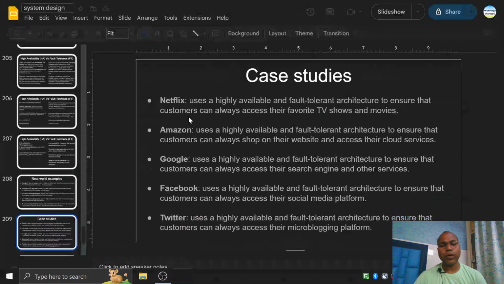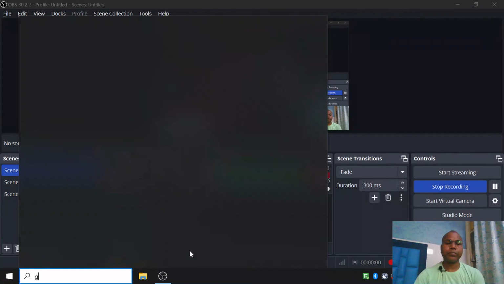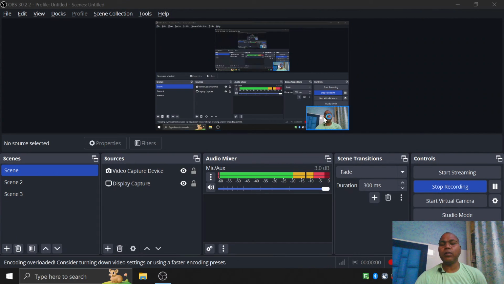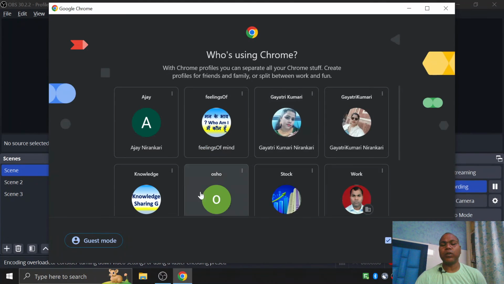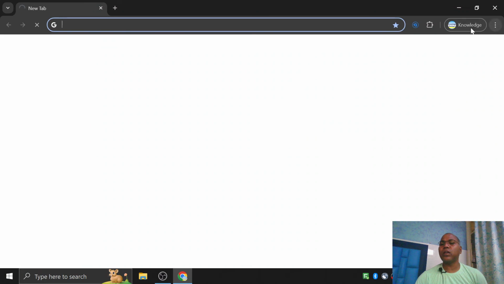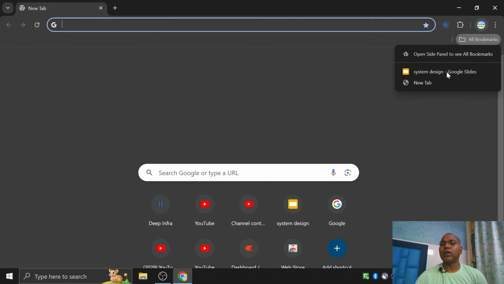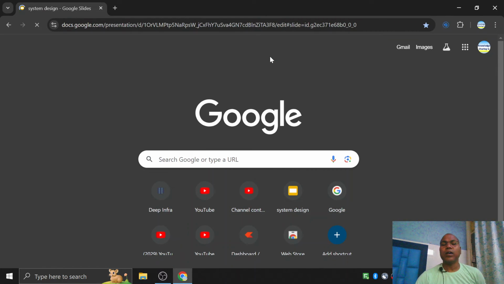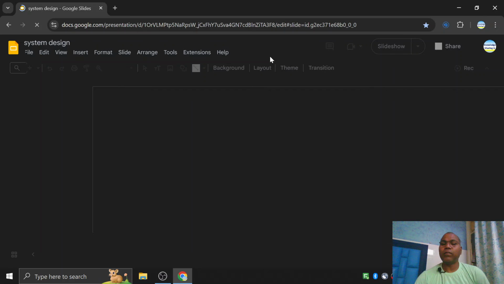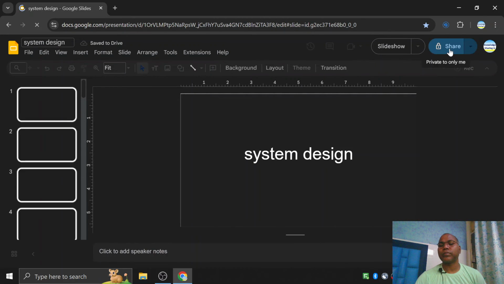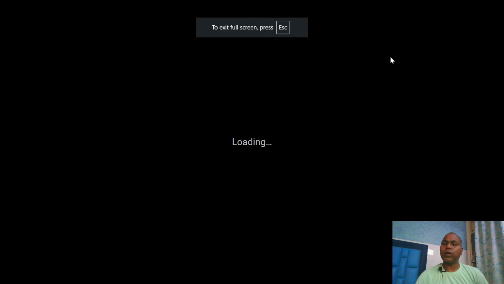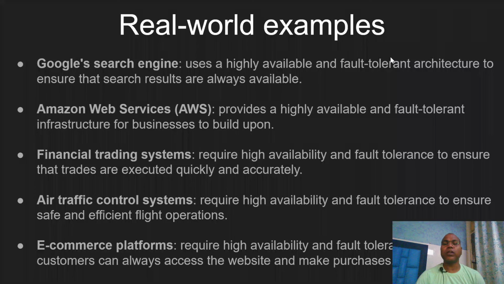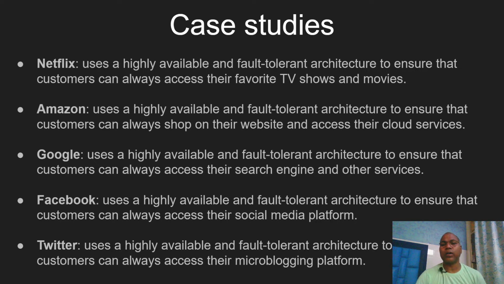And if you look at some case studies, all the big players, whatever you are using, are generally designing systems that are highly available and fault tolerant. Okay, so I'm talking about some use case scenarios where a couple of big industries are still using these applications.